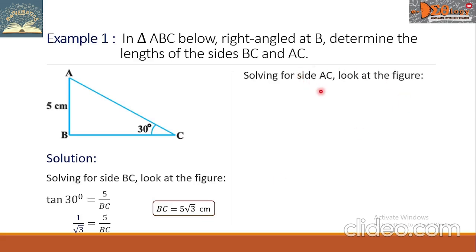Now let us solve for the side AC. The side AC here is the hypotenuse of the triangle. So let us relate the opposite side with regard to the hypotenuse with respect to the given angle 30 degrees. So we write sine 30 degrees equals 5 over AC. The sine 30 degrees is 1 half. Let us cross multiply to get the value of AC. That will be AC equals 10. The unit of measurement we will write centimeter.